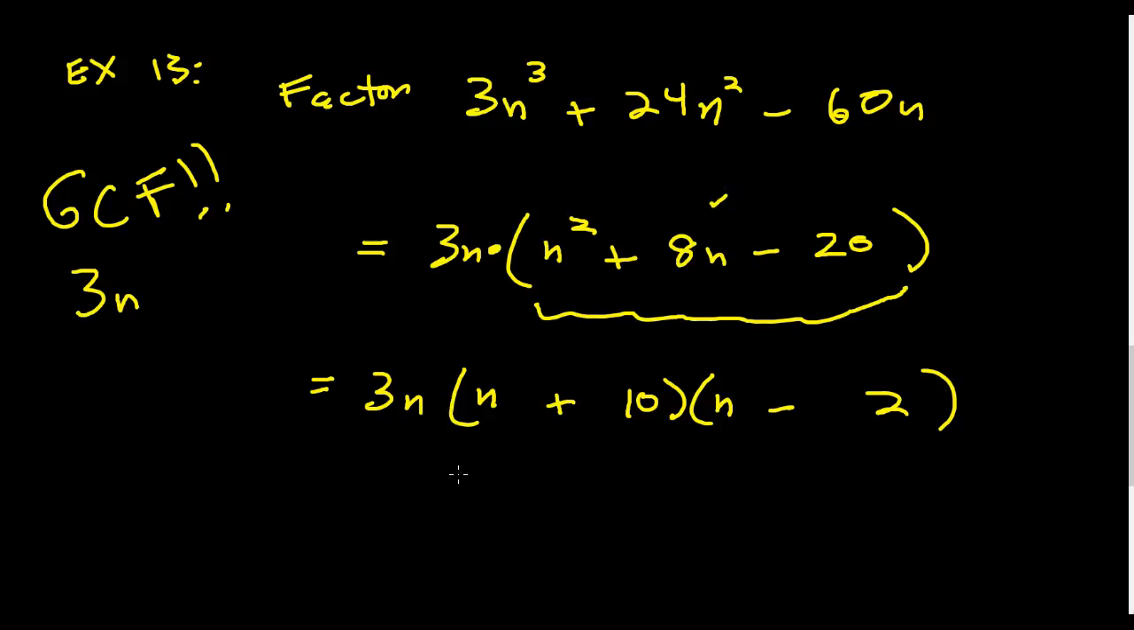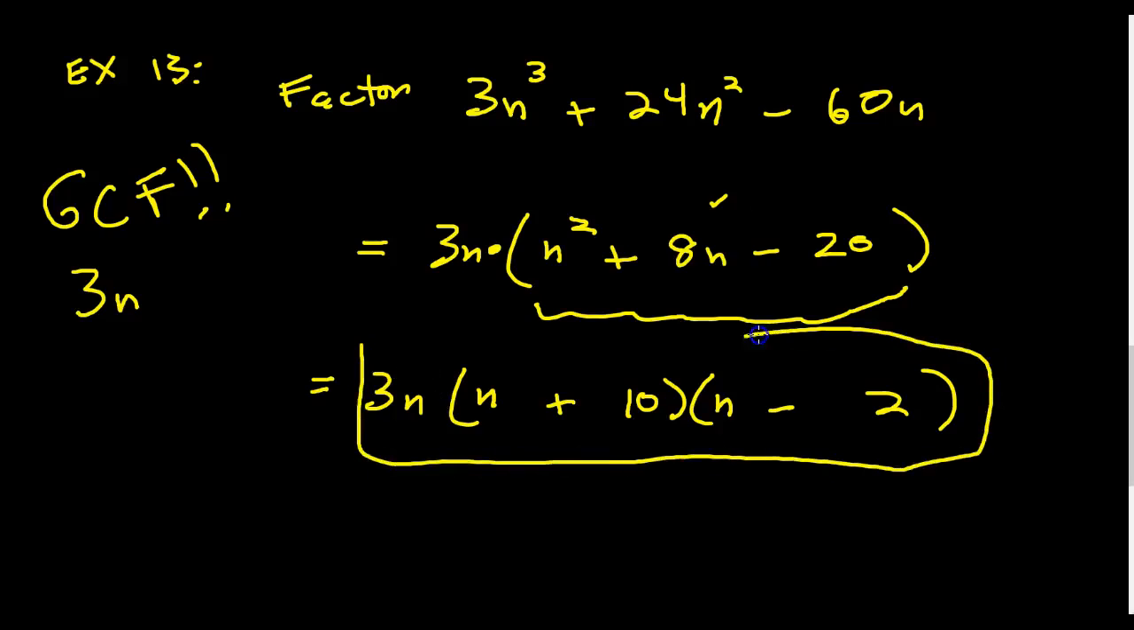All right, largely factoring turns into a hunt and peck game for making sure the inner and outer products add up to this degree 1 term. So I'd say this is done. Final answer, and again, don't forget to carry the GCF down to the final answer, 3n times n plus 10 times n minus 2.